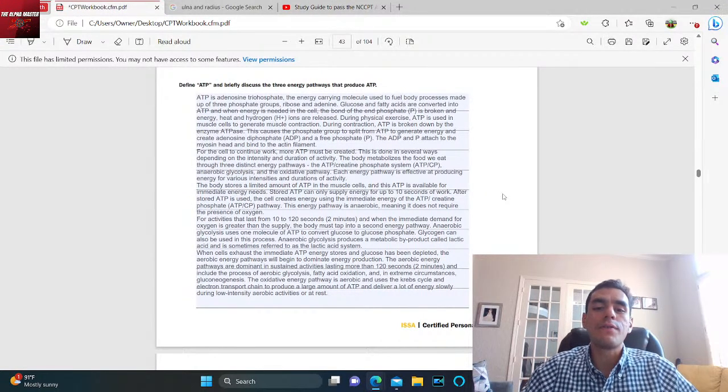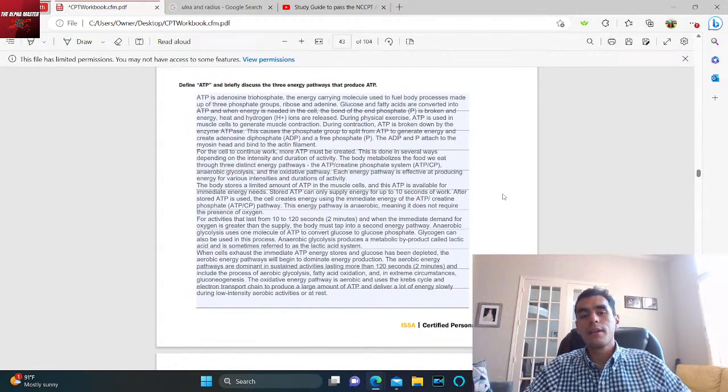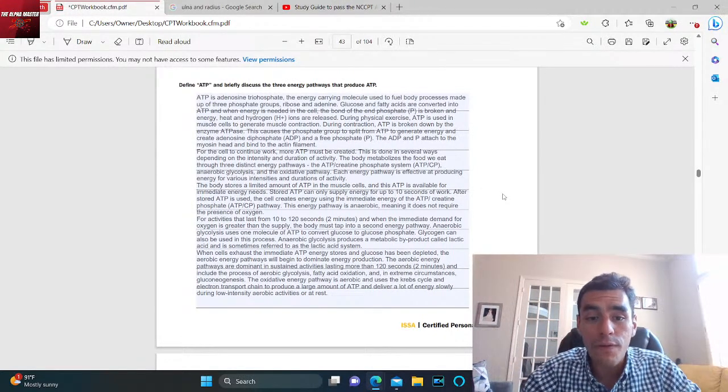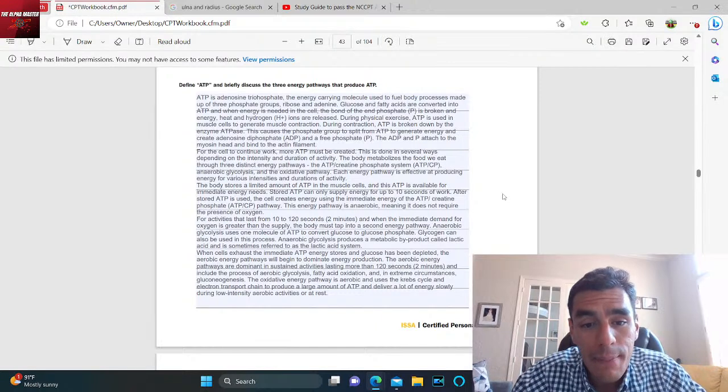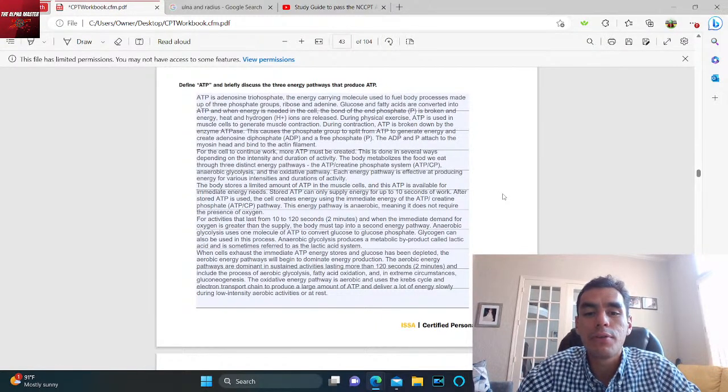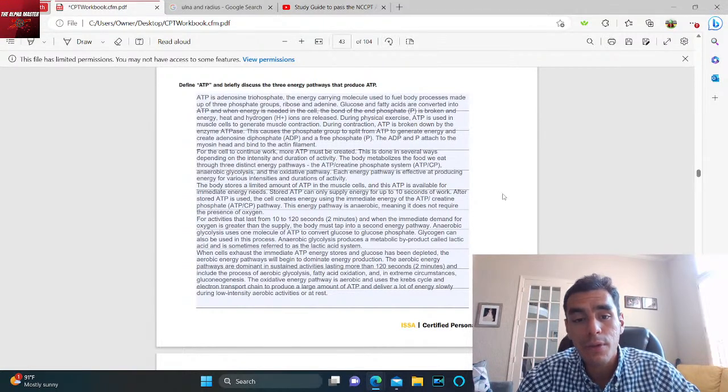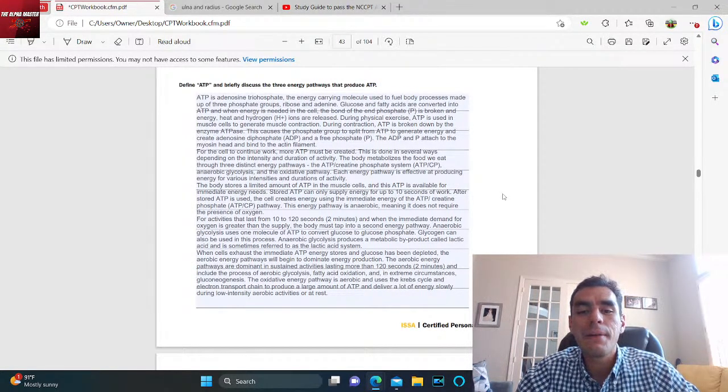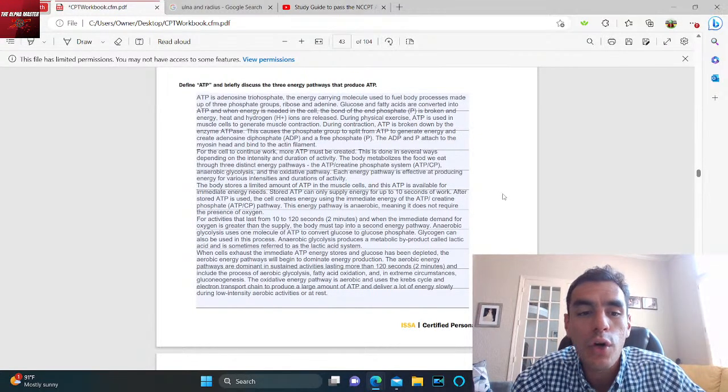The body stores a limited amount of ATP in the muscle cells, and this ATP is available for immediate energy needs. The stored ATP can only supply energy for up to 10 seconds of work. After stored ATP is used, the cell creates energy using the intermediate energy of the ATP-creatine phosphate pathway. This energy pathway is anaerobic, meaning it does not require the presence of oxygen.